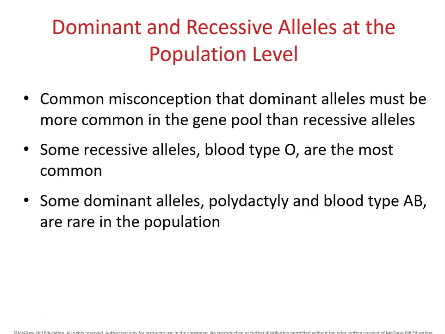All right, some final thoughts on alleles. We already talked about how dominant alleles aren't necessarily better. They also aren't necessarily most common in the gene pool. Okay, so type O blood is a recessive allele, and in the United States, it is the most common blood type. We also have dominant alleles such as AB and polydactyly. Polydactyly is the gene that causes someone to have 6 fingers or 6 toes on a hand. That is also dominant, but we see it very rarely in the population.